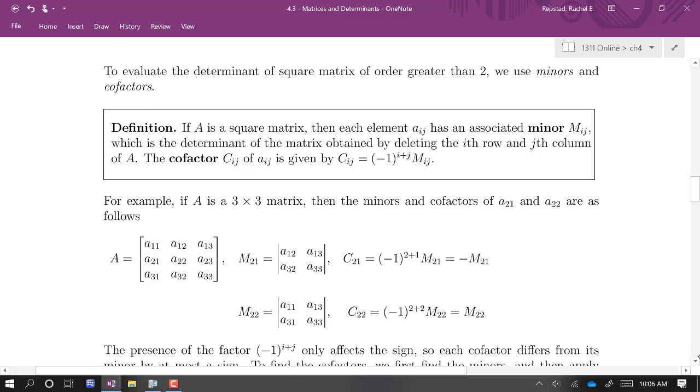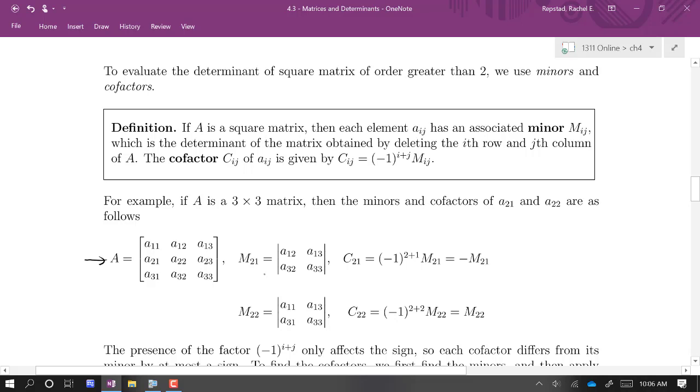So before we talk about getting the determinant of a bigger matrix, like a 3 by 3, for example, we're going to note that in a square matrix, each element has an associated minor. A minor is the determinant of the matrix you get when you eliminate the row and column of that entry. So here's an arbitrary 3 by 3 matrix, this matrix A. I populated it with arbitrary entries. So I've got A11, A12. You notice I'm using those double subscripts just to indicate the position.